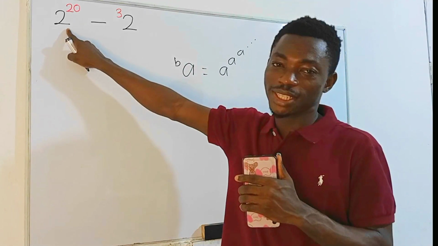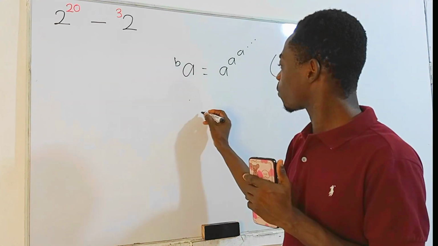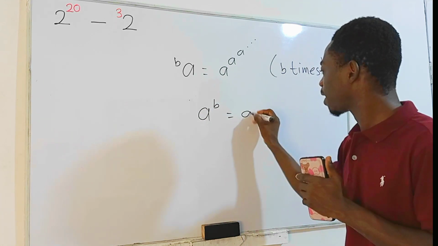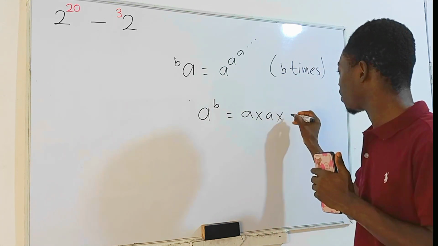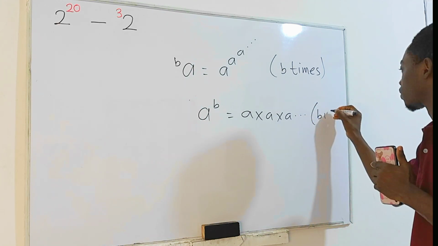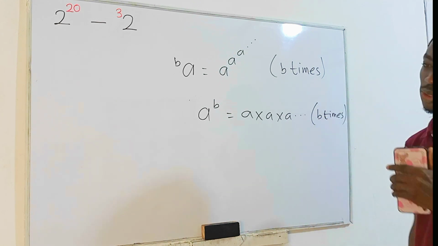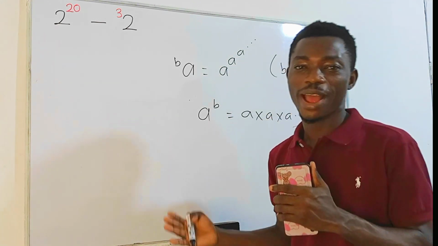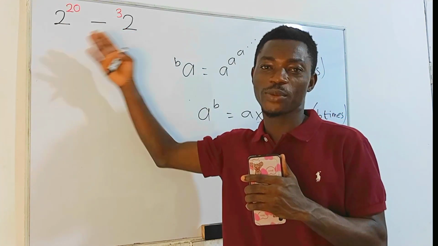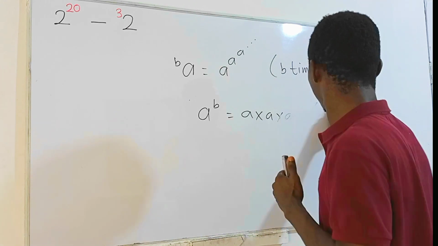And exponentiation is also about repeated multiplication. So let's say we have a to the power b. This is the same as a times a times a, and it keeps on going b times. Now that we have the basic understanding of tetration and exponentiation, we can actually tackle the question. So I'm going to get rid of this real quick.